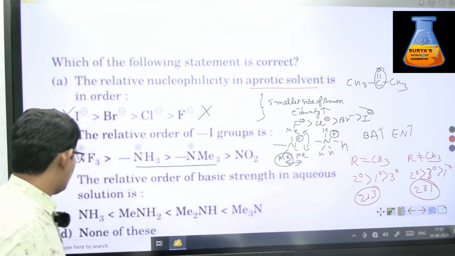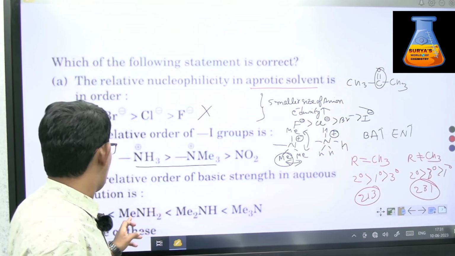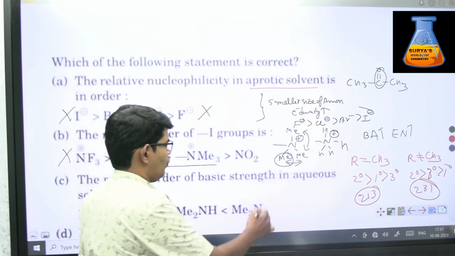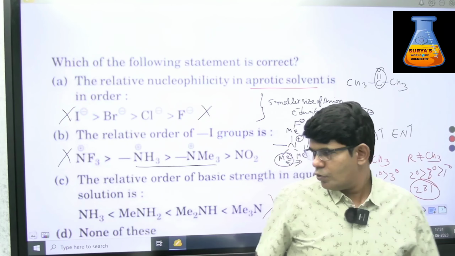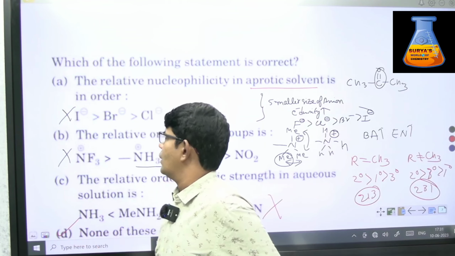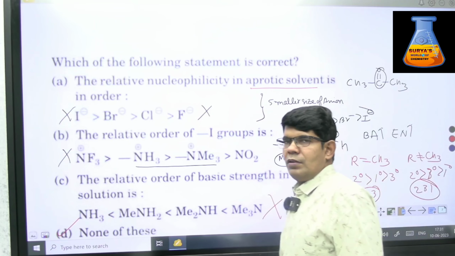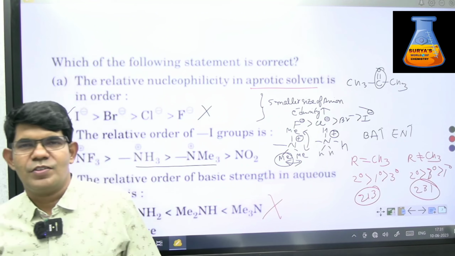And what order did he mention? Tertiary amine more, followed by secondary, followed by primary, and ammonia. This is very much incorrect. So the last option, none of these. All the three relations are incorrect. So the last one is none of these, and that is the correct answer for this question. So how did you find this, students?